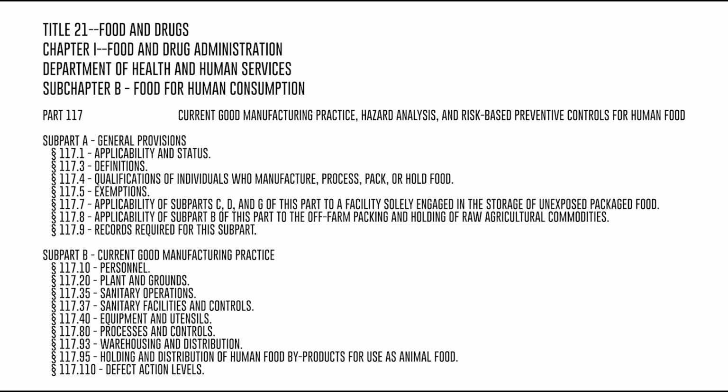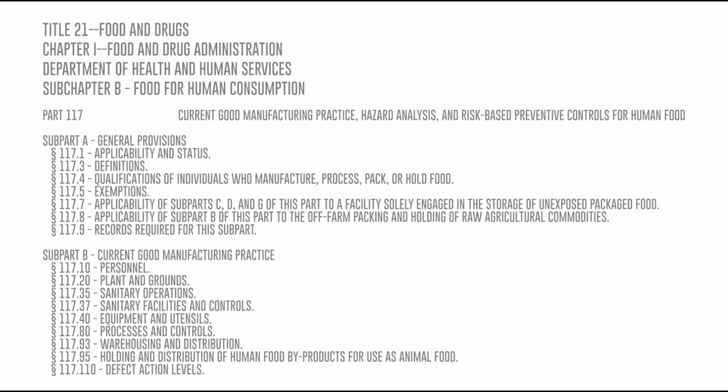So subpart B is the big one, and that's current good manufacturing practice, usually abbreviated as CGMPs. And in there we have 117, and we have .10, .20, .35, .37, .40, .80, .93, and .95. Each of those categories outlining a particular key part of food manufacturing. We also have 117.110 for those manufacturing industries that have to deal with defect action levels.